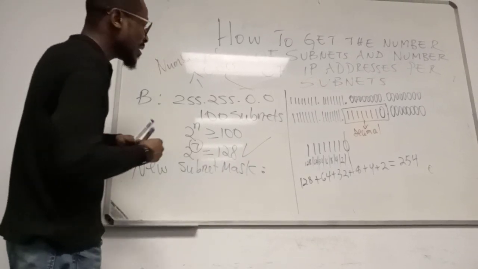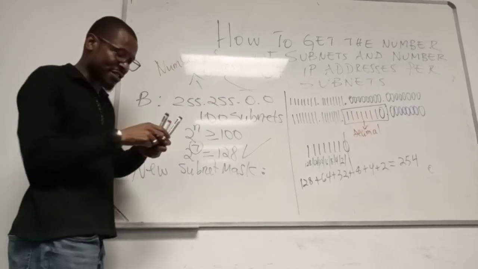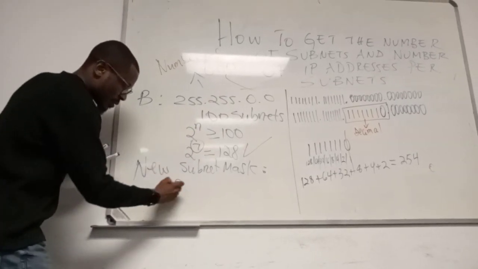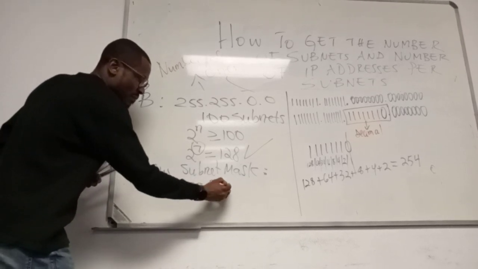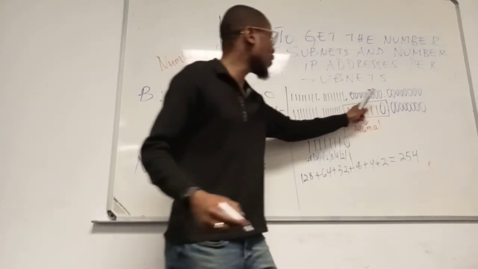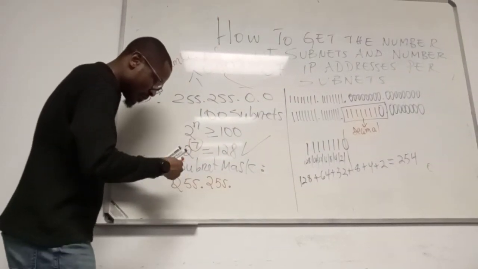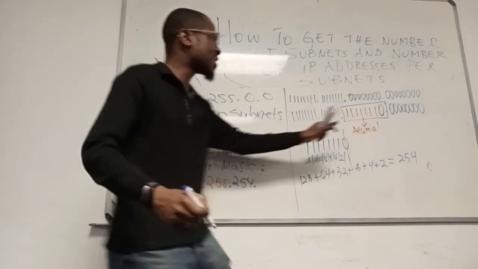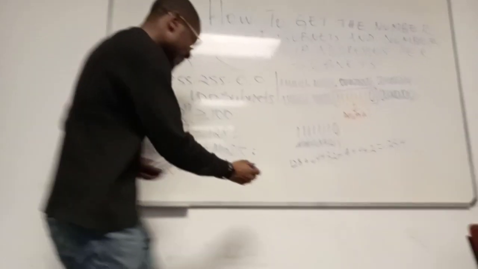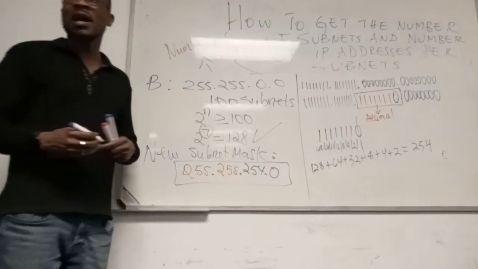right? So it's going to be 255. 255 because it never changed. So 255 dot, what? The following is what? 254. The last one never changed. Dot 0. This is your new subnet mask.